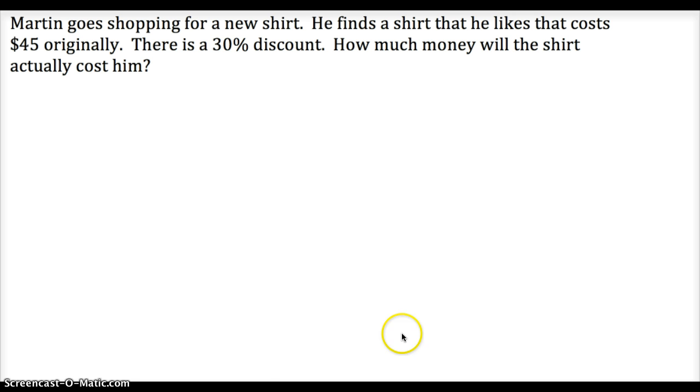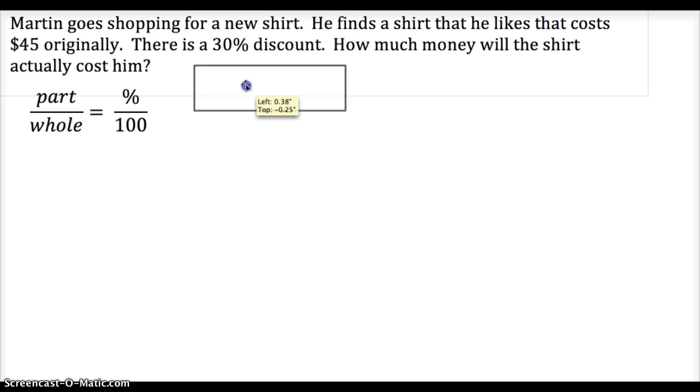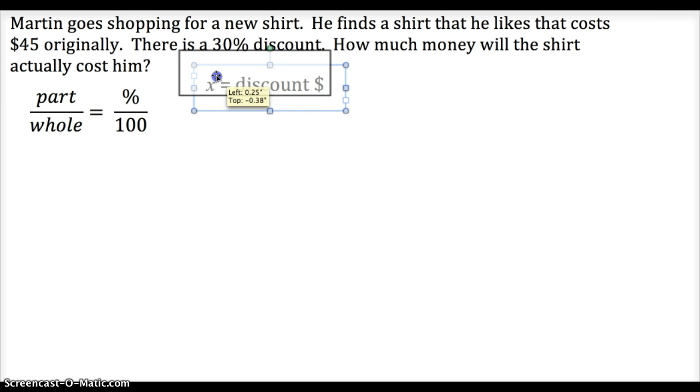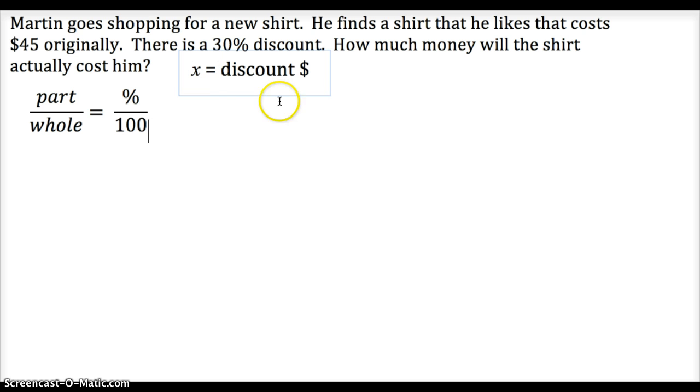So we still are going to use the same equation that we've been using this entire time. Part over a whole equals the percent over 100. But this time our x value is going to be different. Instead of x being the amount of tip we're leaving, like we said in the last lesson, now it's going to be the amount of money that we're discounting. So we need to find how much we're taking away. That's why x equals the amount of the discount.